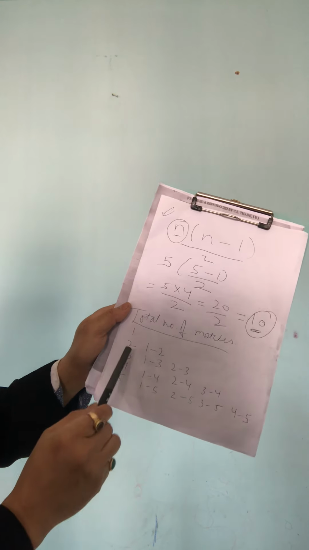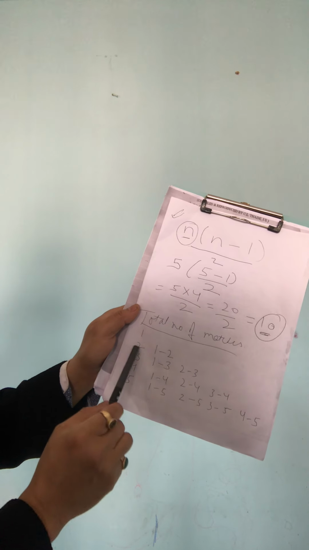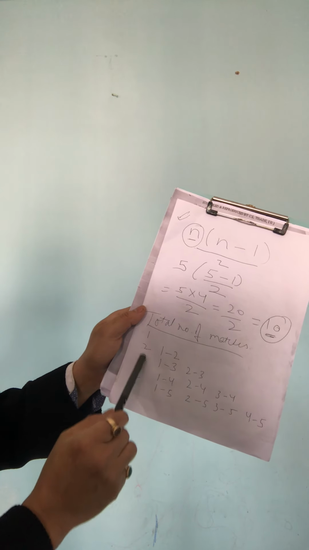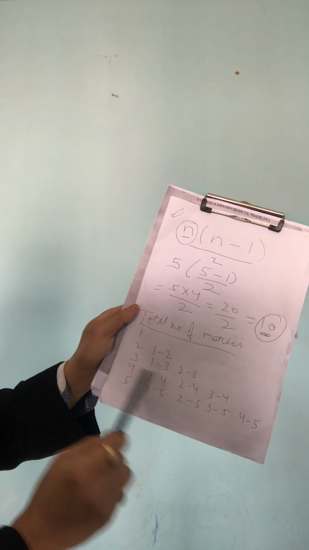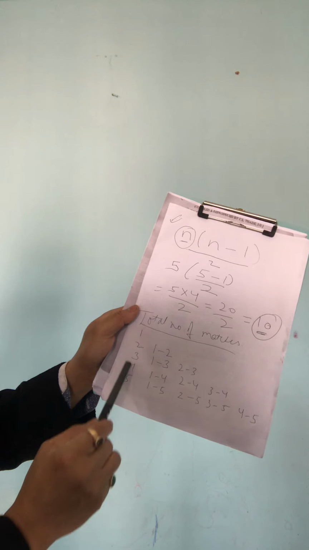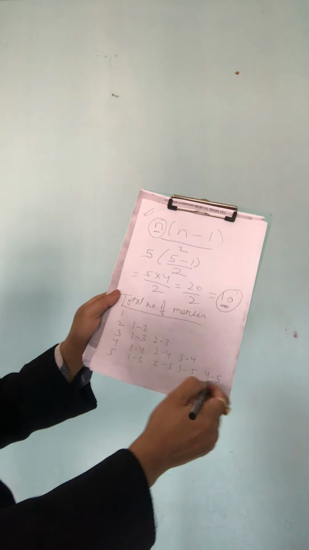Here we can see 1 and 2 have already played. 3 has already played with 1, and 3 has already played with 2. Then what will happen? 3 is going to play with 4, and 3 is going to play with 5, and in the last, 4 is going to play with 5.